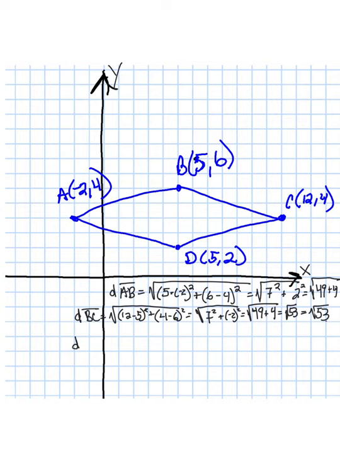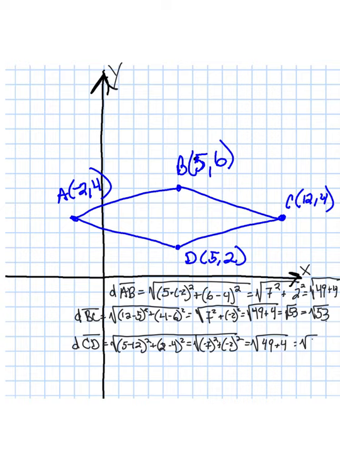All right, now we're going to find the distance of CD. Again, we're going to start with the difference between our x values, so 5 minus 12 squared, plus the difference between our y's, so 2 minus 4 squared, and we end up with negative 7 squared plus negative 2 squared, which still gives us the square root of 49, because remember, negative times negative is a positive, plus 4, which gives us the square root of 53.